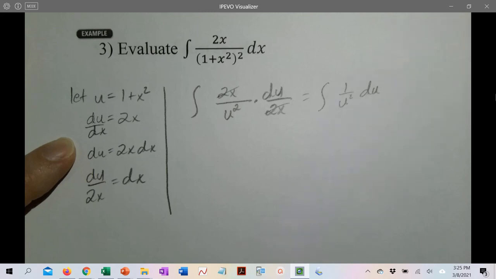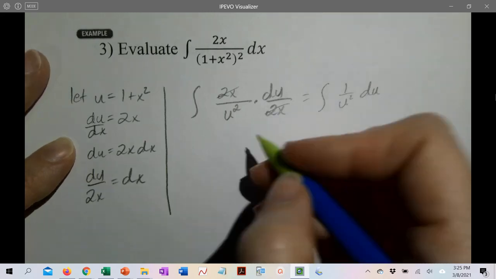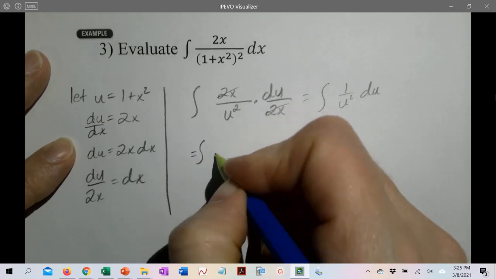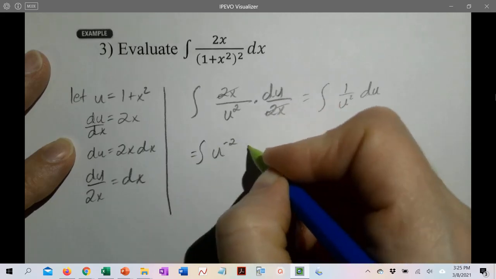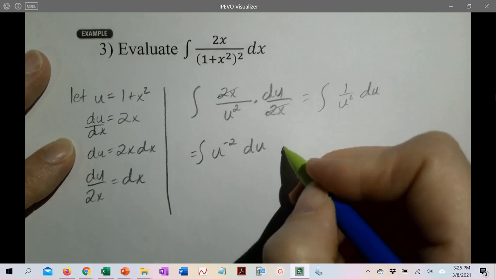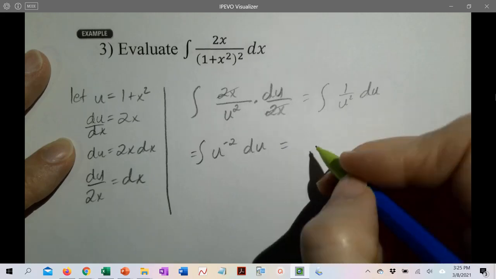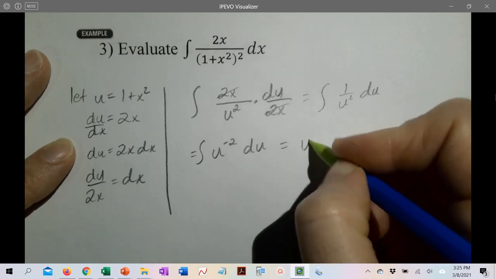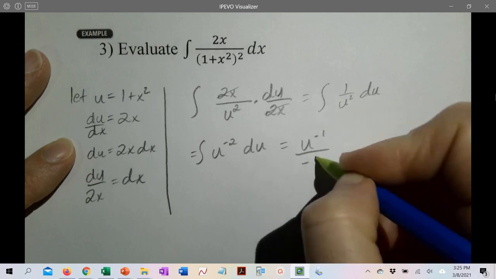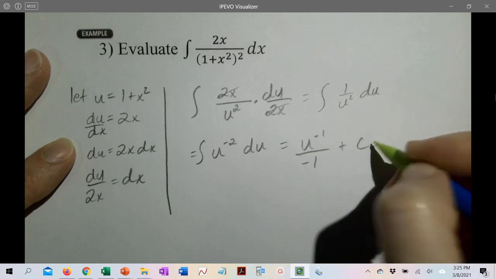And I need to find the antiderivative of 1 over u squared, which you may recall, we need to call that u to the negative second du. So now we can add 1 to the exponent and divide by that new exponent. So that's just going to be u to the negative 1 divided by negative 1 plus c.